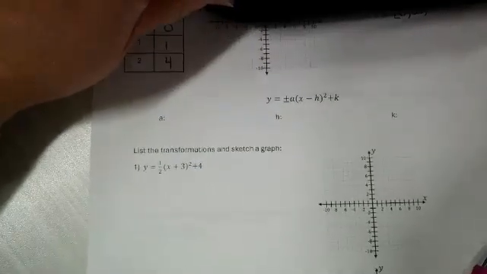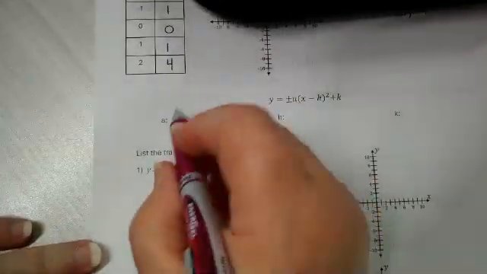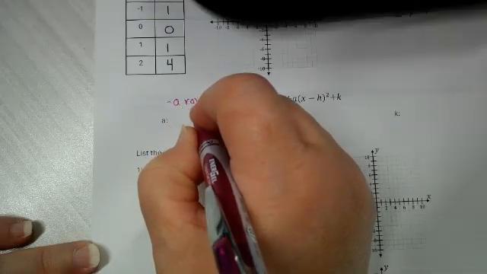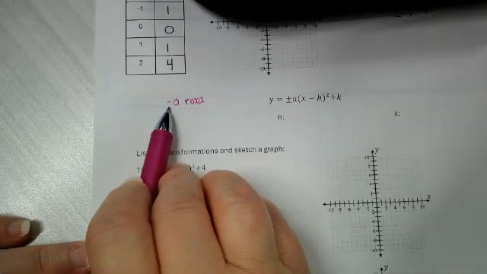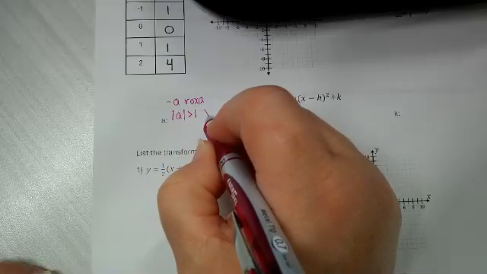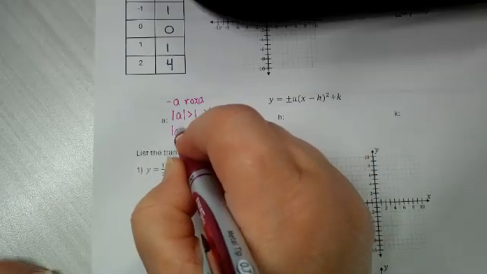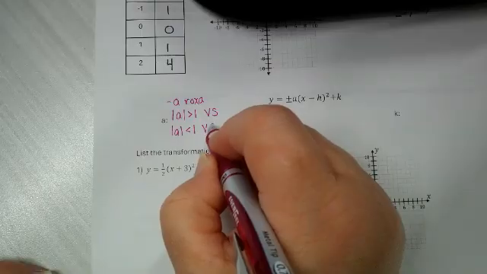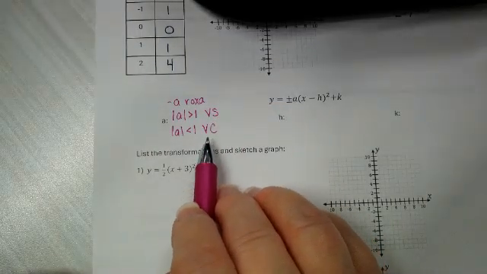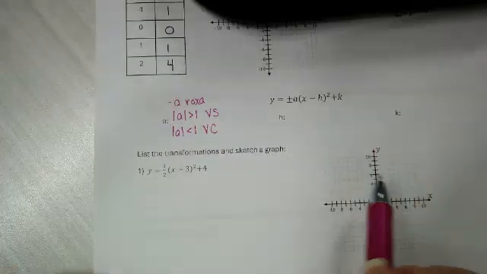They have not changed. The a value still tells us if it's a reflection over the x-axis. If there's a negative number in front, that's a reflection. Remember, if absolute value of a is greater than 1, it's a vertical stretch. If it's less than 1, it's a vertical compression. A vertical stretch is going to make it skinnier. A vertical compression is going to make it go wider.